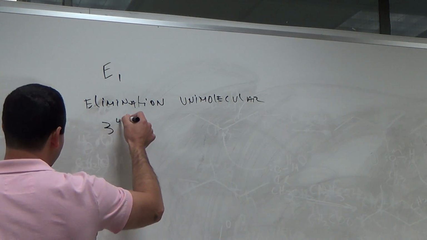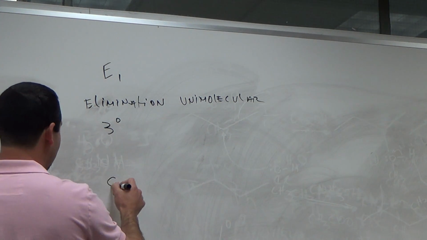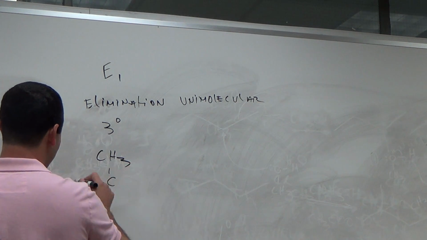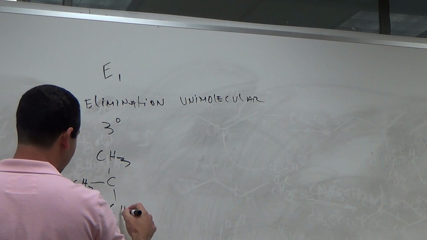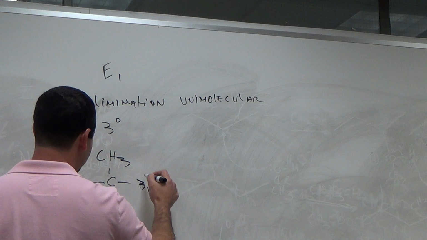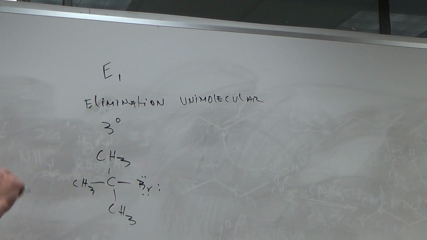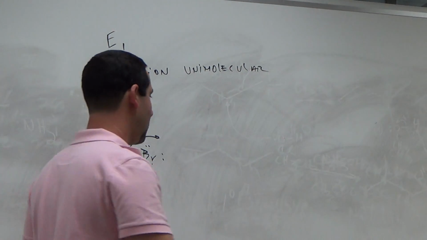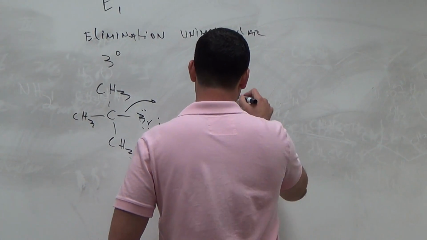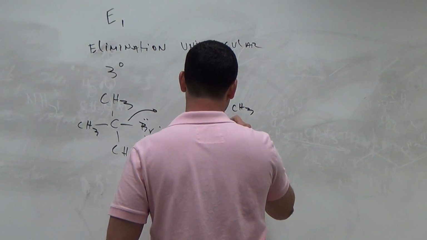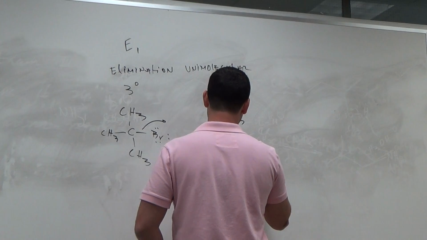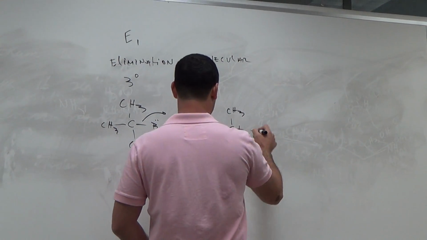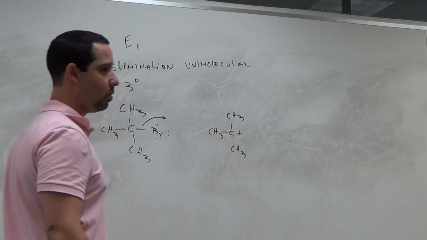Which is the preferred alkyl halide? Tertiary. So if it is tertiary, what is going to happen? Let's say this is the tertiary alkyl halide you have. What are all tertiary alkyl halides going to do? Carbocation formation. The leaving group is going to go, and you are going to form the carbocation. Now it looks like this.